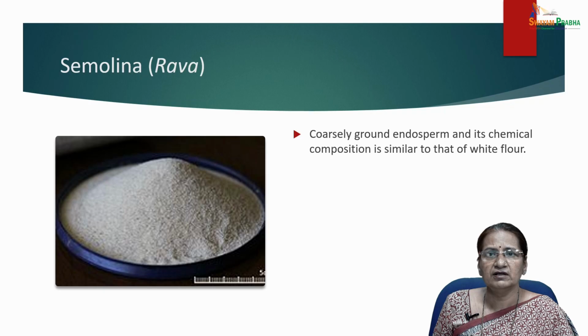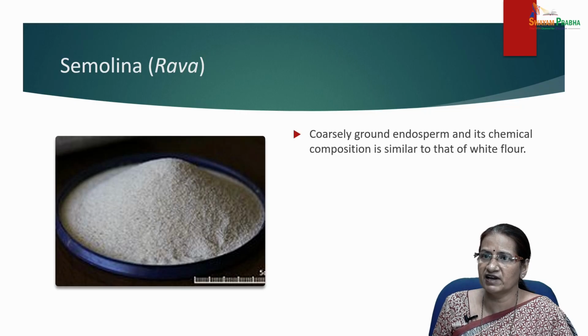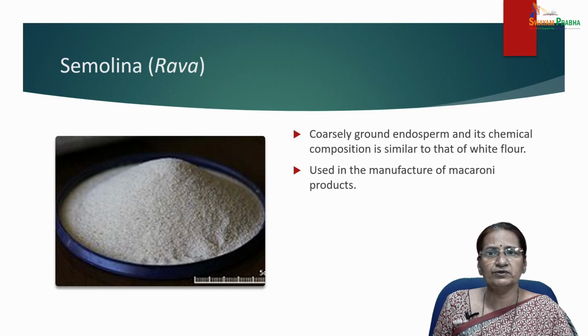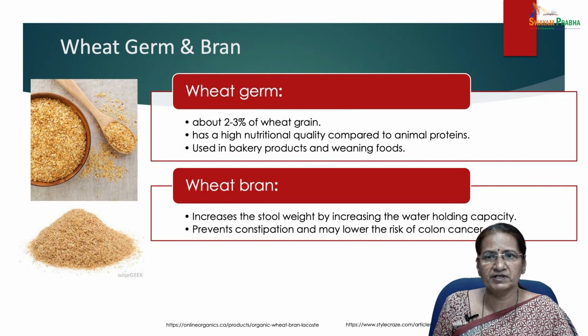Semolina or rava. It is coarsely ground endosperm and its chemical composition is similar to that of white flour. It is used in the manufacture of macaroni products. Wheat germ constitutes about 2 to 3% of wheat grain. It has high nutritional quality compared to animal proteins. It is used in bakery products and weaning foods.